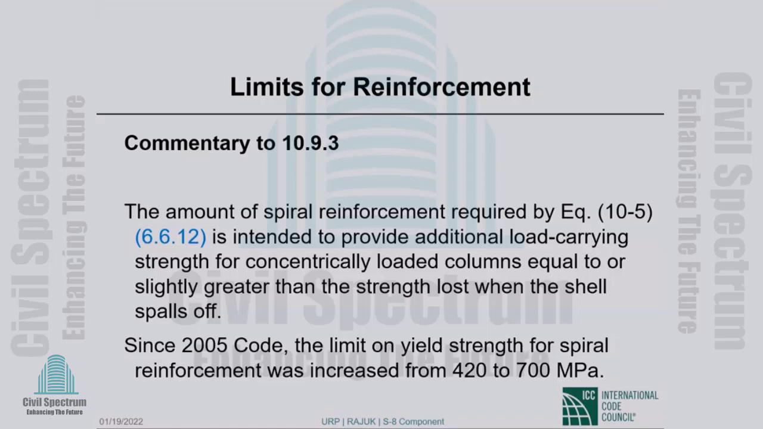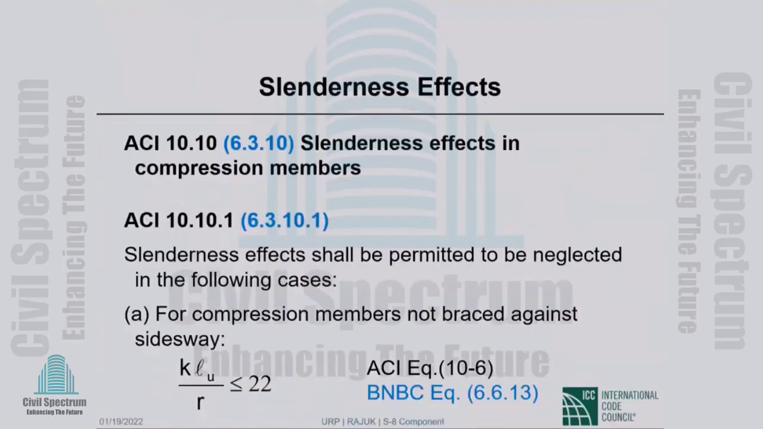Okay. Since 2005, the limit on yield strength for spiral reinforcement was increased from 420 to 700 MPa. That's generally about columns. Then the pretty significant topic of slenderness effects in columns.